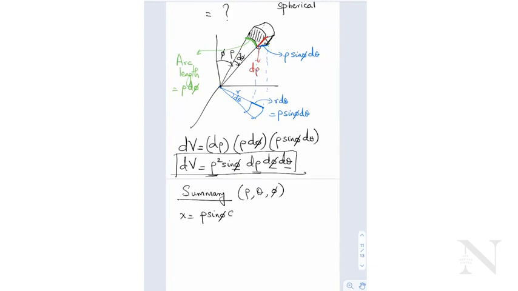Rho sine phi cosine theta. Y equal to rho sine phi sine theta, z equal to rho cosine phi, and x square plus y square plus z square.